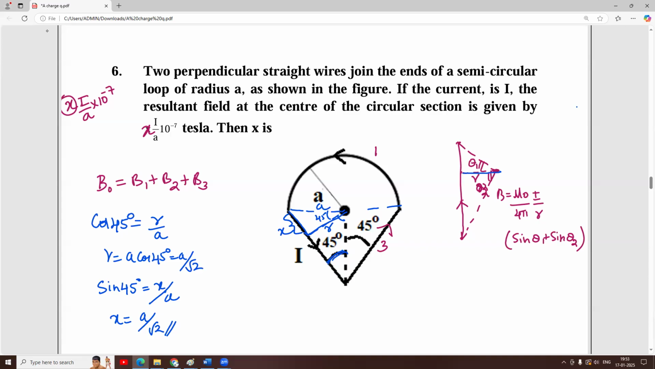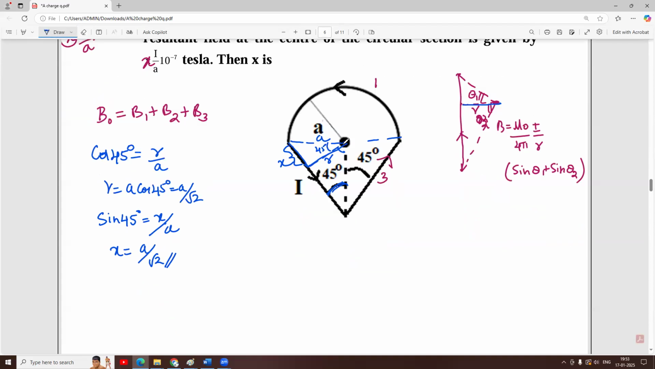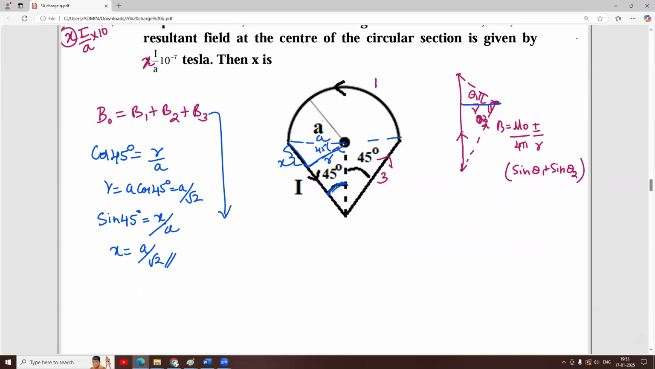Now, using these values, you have to find the net magnetic field at O. Sorry, not the force, the net magnetic field. Magnetic field due to wire 1: it is a semicircular wire, so the magnetic field at the center is mu naught N I by 2R, where N is half, since it is a semicircle. Here the radius is A, so mu naught N I by 2A, with N equal to half.